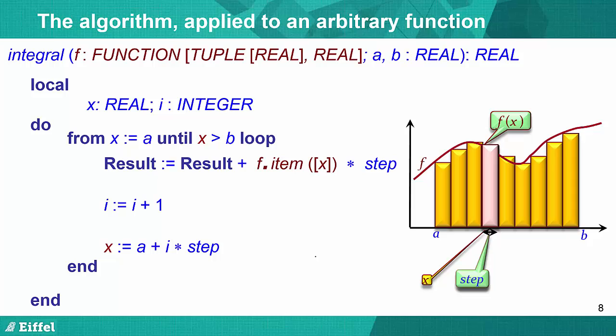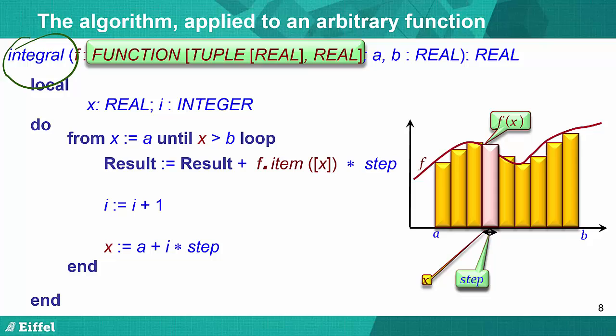So now f is no longer something that we know, it's an argument of the function integral, because integral should be able to work on an arbitrary function from reals to reals. So how do we declare this? How do we say that f is going to represent agents that themselves are associated with routines from reals to reals?